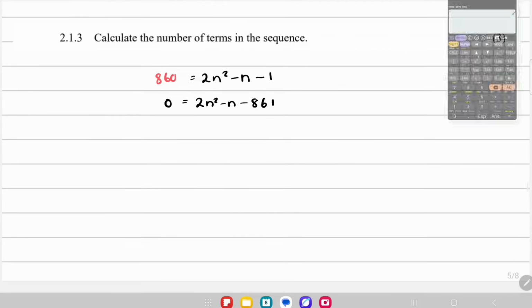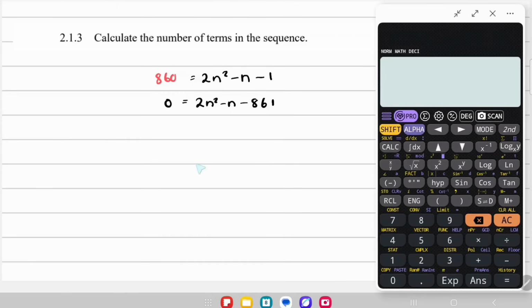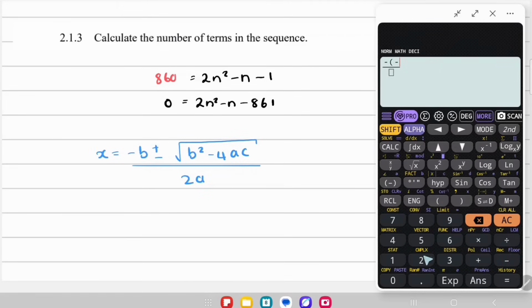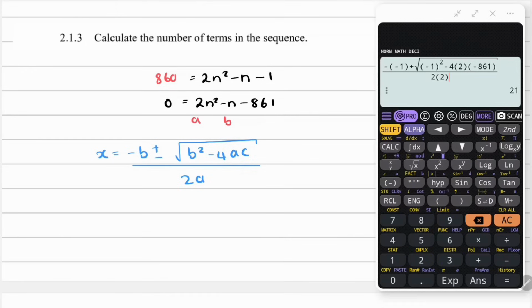Okay, so on your calculator, we're just going to substitute, and I'm not going to put the quadratic formula down because it's not really that necessary. So the quadratic formula looks like this. We'll say negative b, so that is negative 1, plus or minus, and we'll start with the plus, the square root of negative 1, all squared, minus 4 times a, which is 2, and then times c, which is negative 861, all over 2a. So that is 2 times 2, okay? Because we can see the values of a, b, and c.